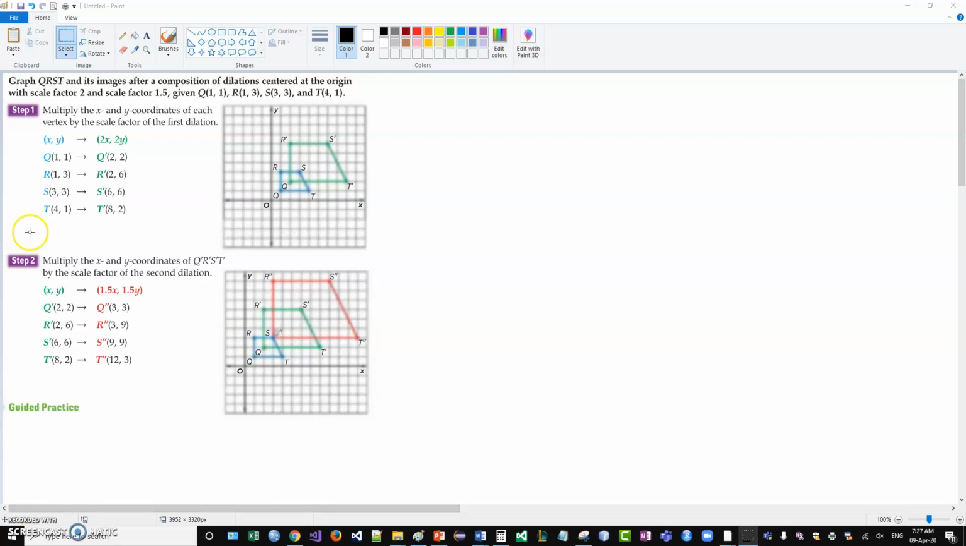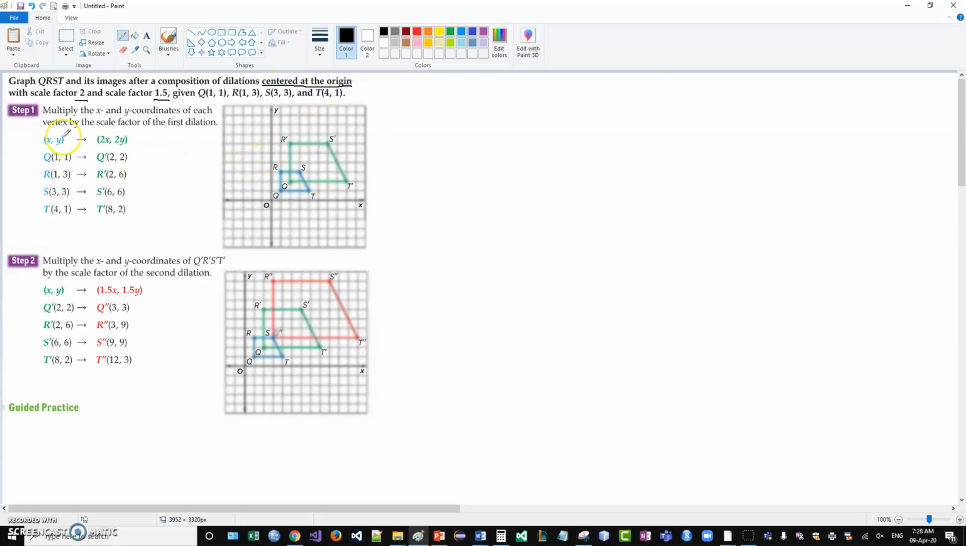Okay, so let's look at this. Graph QRST and its images after a composition of dilations centered at the origin with a scale factor of 2 and a scale factor 1.5. Given that Q is (1, 1), R is (1, 3), S is (3, 3), T is (4, 1). So we have two scale factors, 2 and 1.5. Since the center is the origin, this is easy.